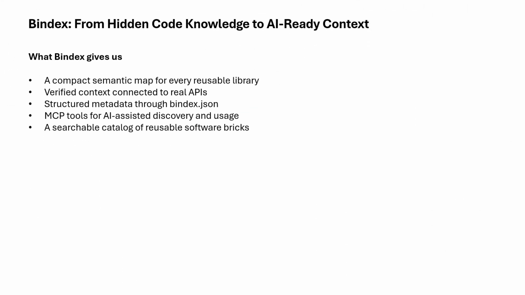Bindex turns hidden library knowledge into structured AI-ready context. Instead of forcing an AI agent to inspect raw source code or scattered documentation, we give it a compact semantic map through bindex.json. With the MCP server, that map becomes available directly to tools like Claude Desktop. The AI can register Bindex records, retrieve metadata, and pick matching libraries based on natural language requirements. The bigger vision is simple: every reusable library should expose a trusted AI-readable contract. That is how we make software libraries discoverable, understandable, and reusable in the AI era.